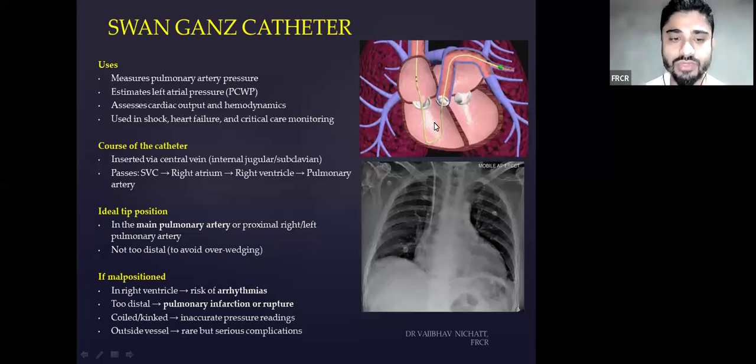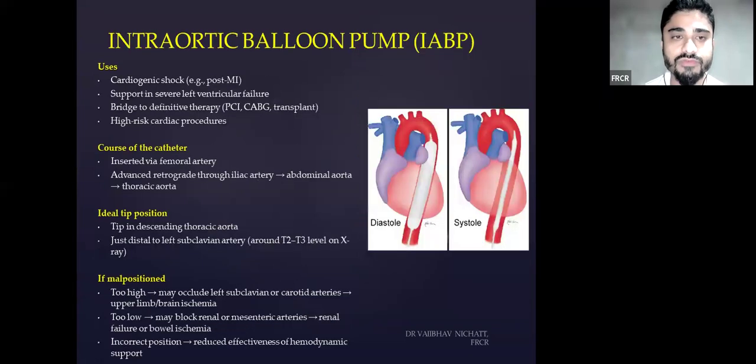What if it is malpositioned? If the tip lies in the right ventricle, then there are chances of arrhythmias. If it is too distal, that will cause inaccurate reading, pulmonary infarction, and might be damage to the segmental pulmonary arteries. If it is coiled or kinked, then it will give you inaccurate pressure readings. If it is outside the vessel, then that will cause lung injury and associated hemothorax or pleural effusion.